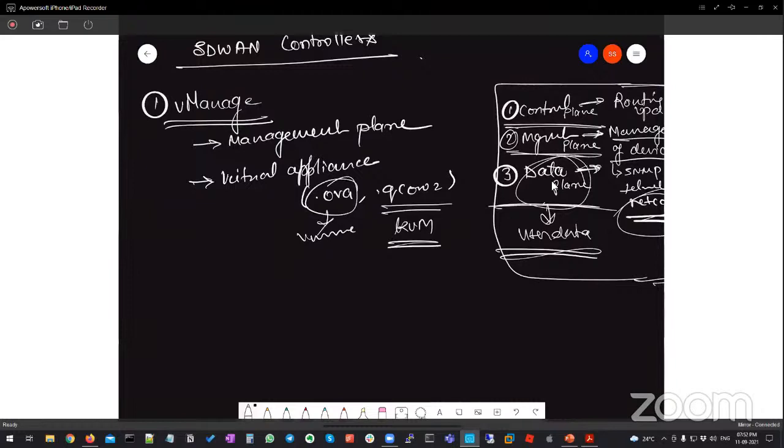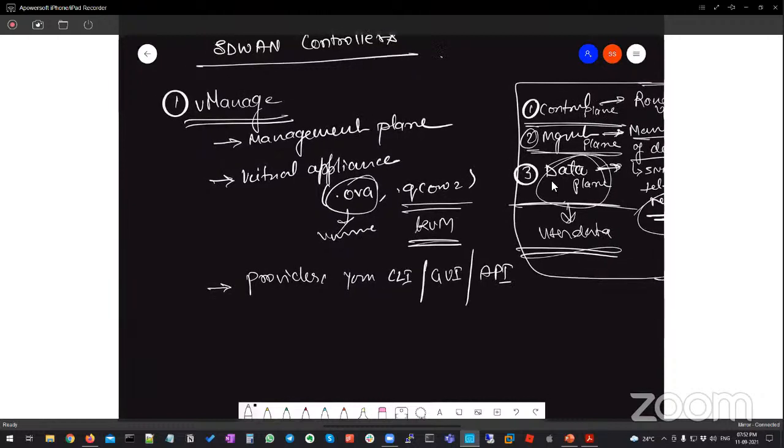And what is the main role of it? It provides you the CLI of a particular SD-WAN device. It provides you the GUI of a particular SD-WAN device, and it provides you an API. So you can configure any of your devices via CLI, GUI, or API, whatever you like. Then it provides you centralized provisioning. You can do the centralized configuration and provisioning from this controller.